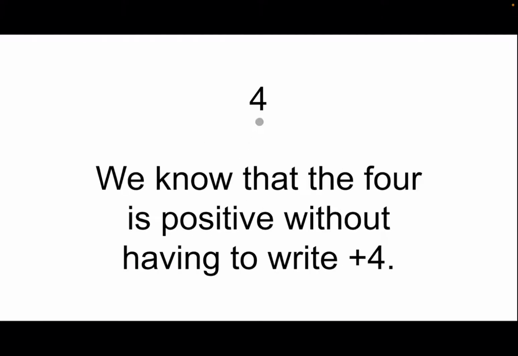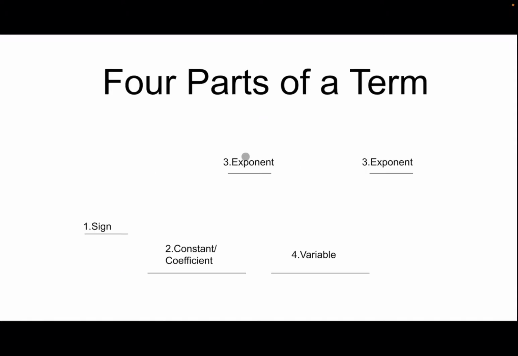So for example, here you see this as a 4. And if I asked you, is this 4 positive or is it negative? You'd say positive because there is no sign in front of it. So technically, there is a plus sign here, but it's invisible, okay? So whenever we see a number, a constant or a coefficient, and there's nothing in front of it, we just know that there's an invisible plus there, okay? An invisible positive. So the four parts of a term, the sign goes here. It's either going to be a negative sign or there's not going to be anything there because it's a positive, and the positive is invisible.